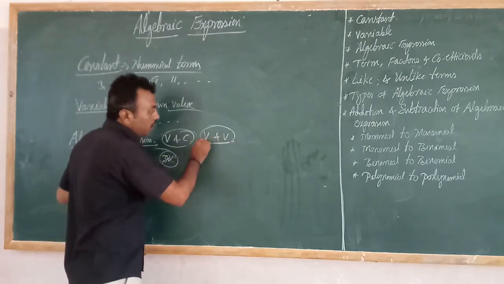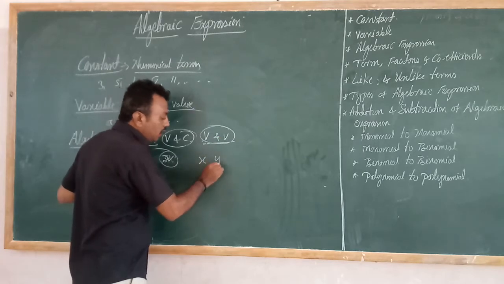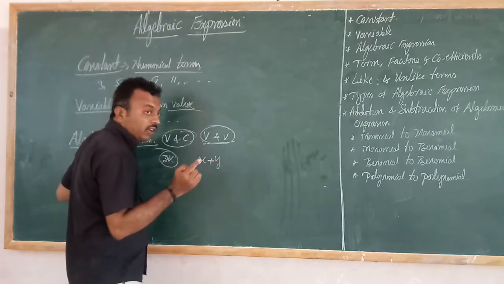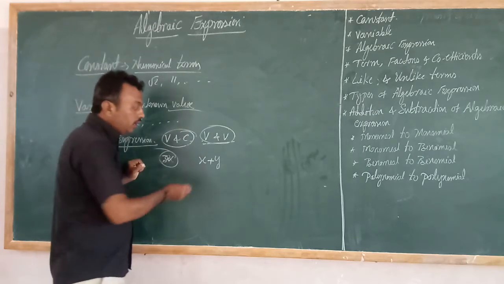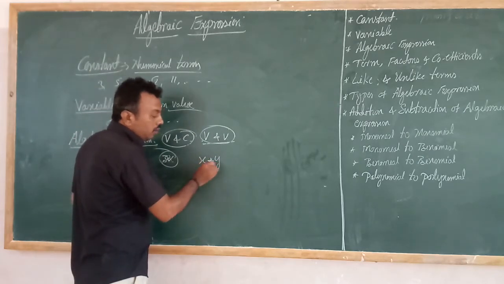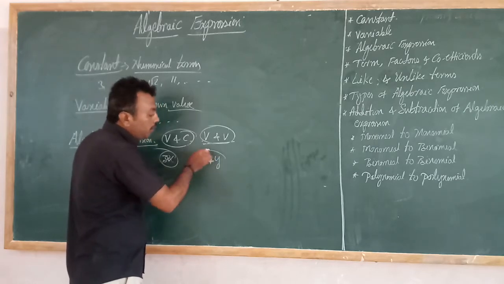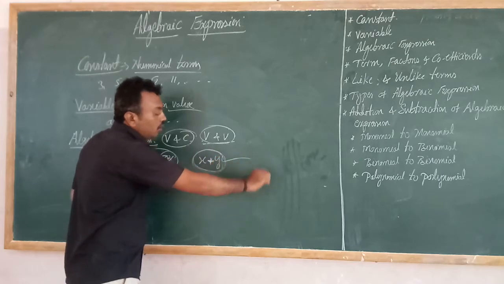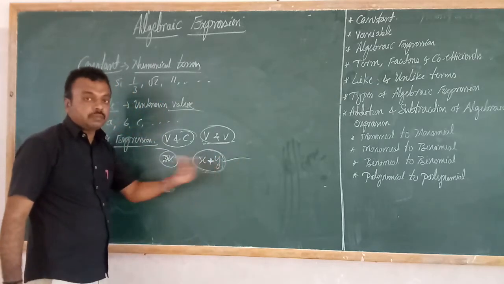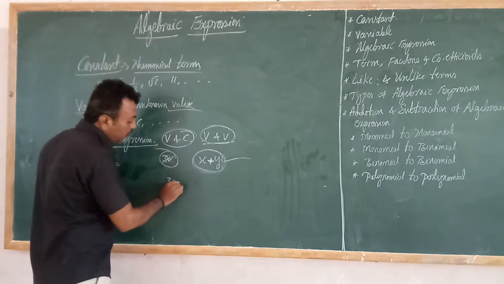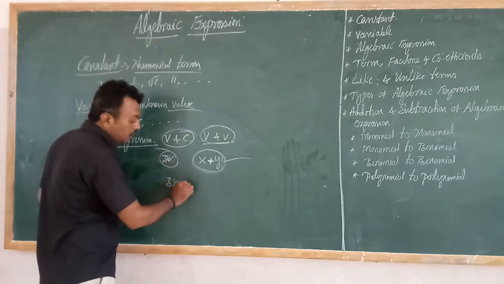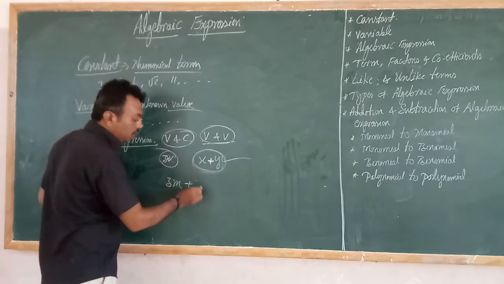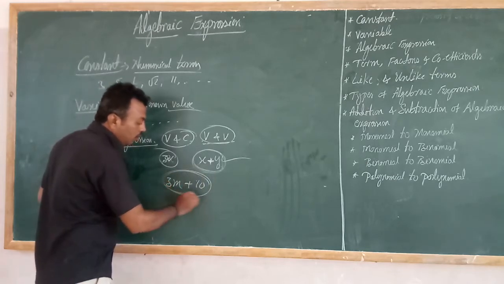One more thing, variable and variable. x is one variable and y is another variable. This x and y are connected by one of the 4 fundamental operations. What are the 4 fundamental operations? Addition, subtraction, multiplication, division. Any one of them connecting variable terms or constant terms is called an algebraic expression. x plus y is an algebraic expression. Another one: 3m is a constant and variable term, connected to another constant term, 10. So this is also an algebraic expression.